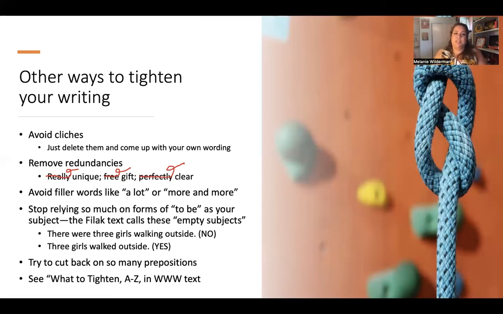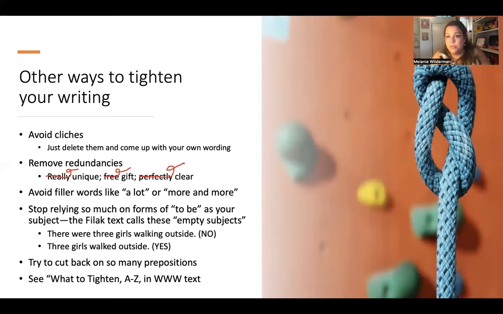We want you to stop relying so much on the forms of to be as your subject. The text calls these empty subjects. All right. I think this is one where it's just easier to see the example than me try to explain it all. So look at that first sentence there. There were 3 girls walking outside.